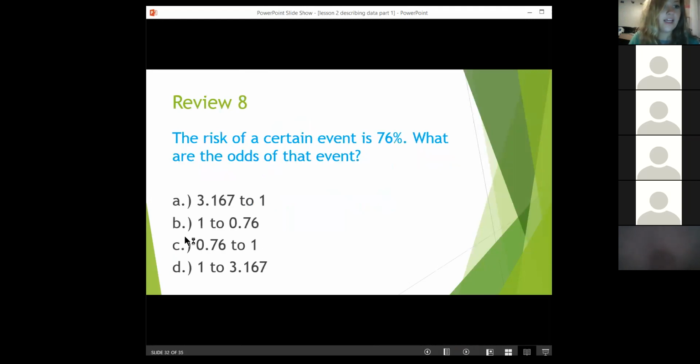All right, number 8. The risk of a certain event is 76%. What are the odds of that event? Let's try this one out.